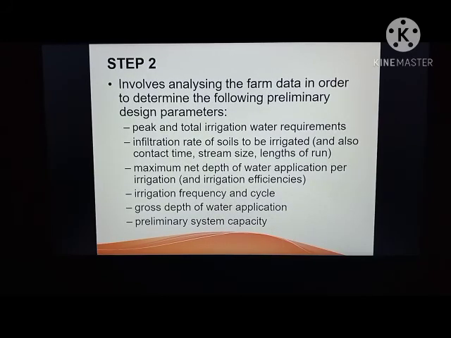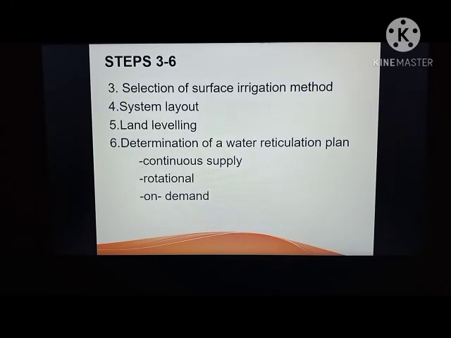And in step 2, we are going to analyze the data that were gathered in step 1 to determine the design parameters. These are the peak and total irrigation water requirement, infiltration rate of the soil to be irrigated, maximum net depth of water application per irrigation, irrigation frequency and cycle, gross depth of water application, and preliminary system capacity. In step 3, we are going to decide which surface irrigation method we're going to use.